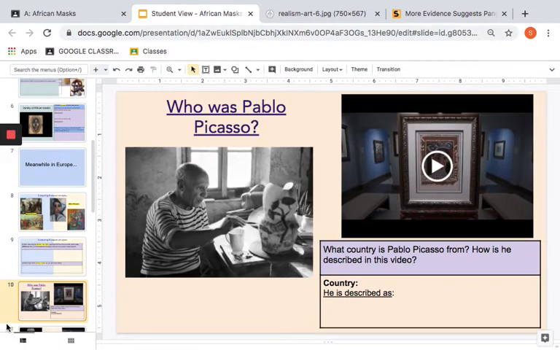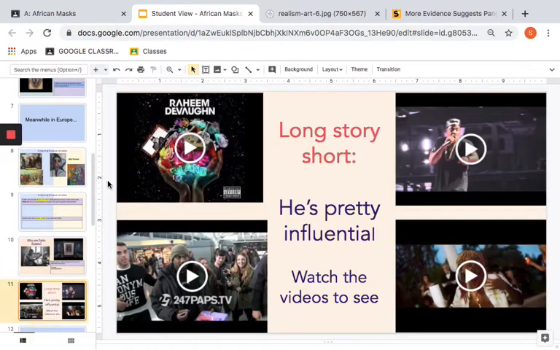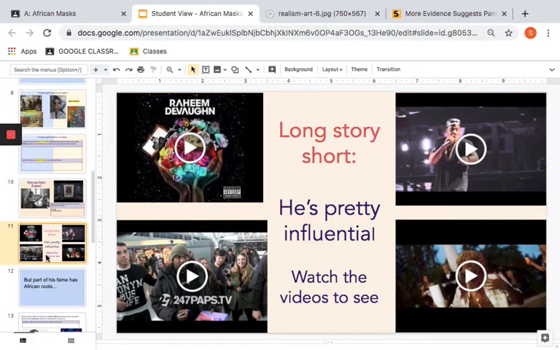To give you a perspective, on slide 11, I give you 4 clips of different music videos or musicians that all reference Picasso in some way. Basically, he's pretty influential. I wanted you to click all these videos. They're very short, just so you can get a sense of his popularity and the fact that he's getting referenced by musicians all the time.